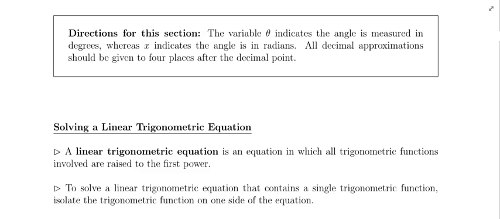Real quick, before we start solving equations, let's read the directions that hold for this section, both in your book and in MyLab Math. The variable theta indicates the angle is measured in degrees, whereas x is going to indicate the angle is in radians. All decimal approximations should be given to 4 places after the decimal point.